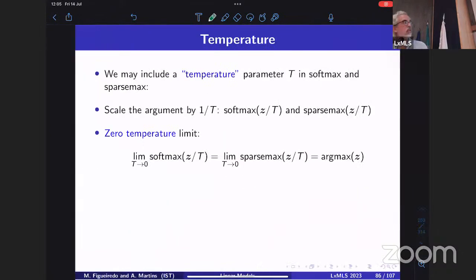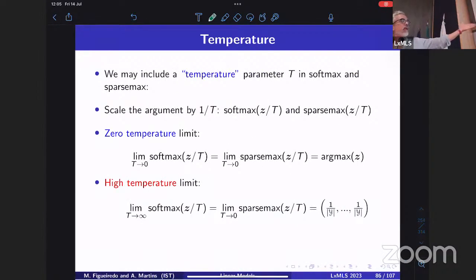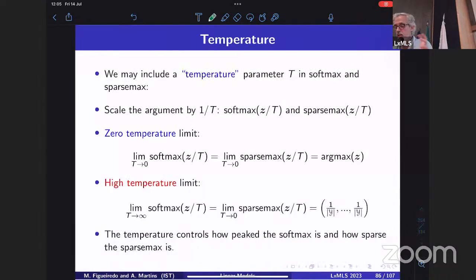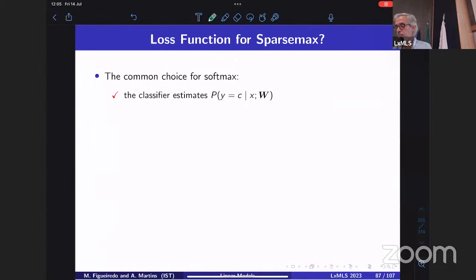So the zero temperature limit, that's why it's kind of freezing, both the softmax and the sparse max converge to argmax. And in the high temperature limit, both the softmax and the sparse max converge to the uniform distribution. So by controlling the temperature, you control how peaked the distribution is, both for sparse max and softmax, and for sparse max, how sparse it is. If t goes to zero, sparse max is just argmax, and it becomes less sparse if you increase the temperature.